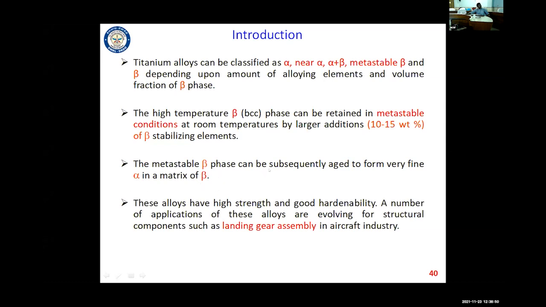The strength of these alloys mainly depends upon the size, shape, distribution, and volume fraction of the alpha precipitates in the beta matrix. These alloys, especially metastable beta titanium alloys, have high strength and also very good hardenability. Because of the good hardenability, you can fabricate larger components, and a number of applications of these alloys are evolving for structural components, such as what I mentioned in my previous slide, basically the landing gear assembly in the aircraft industry.